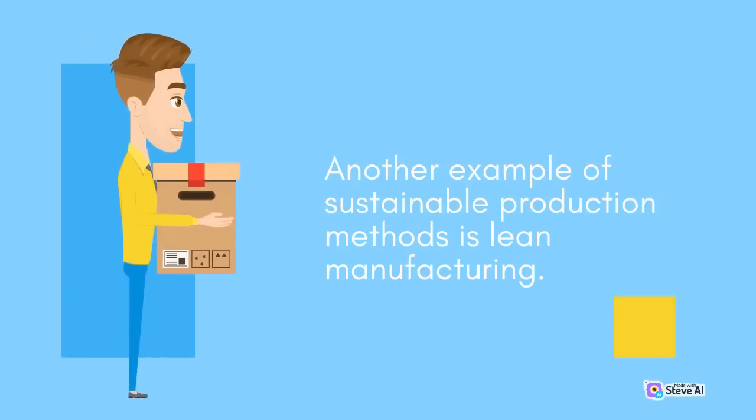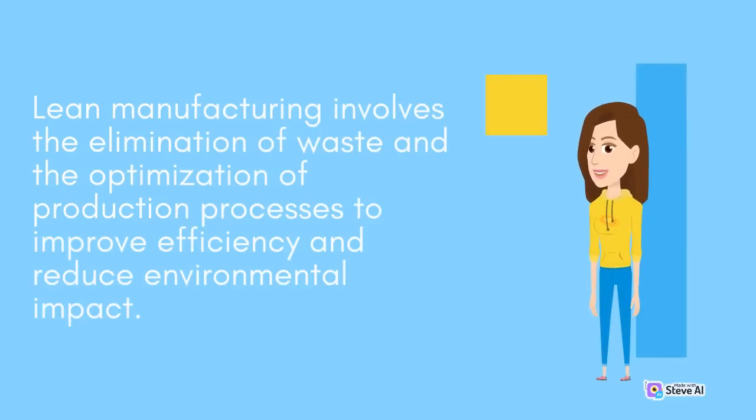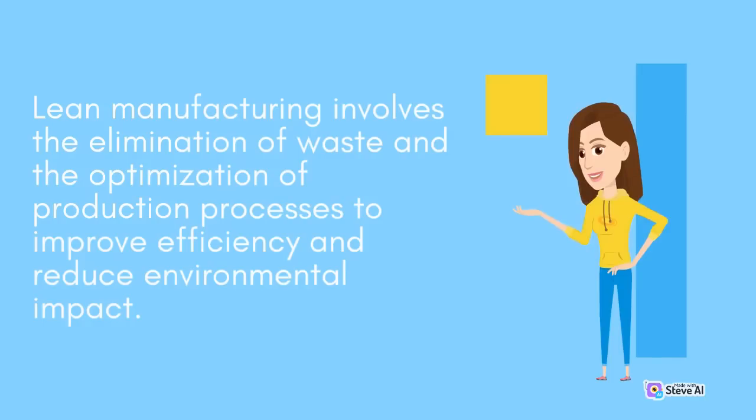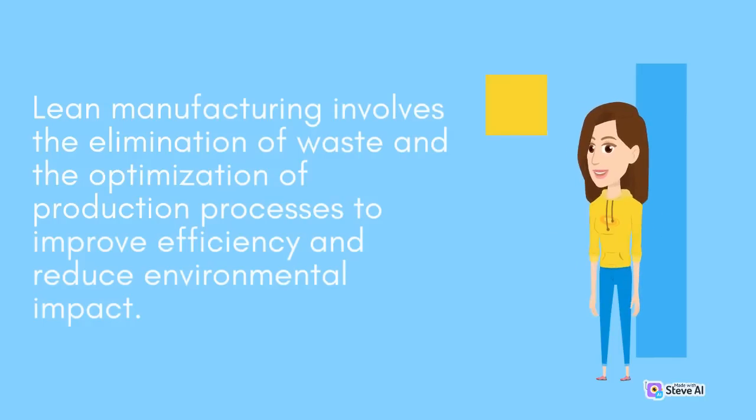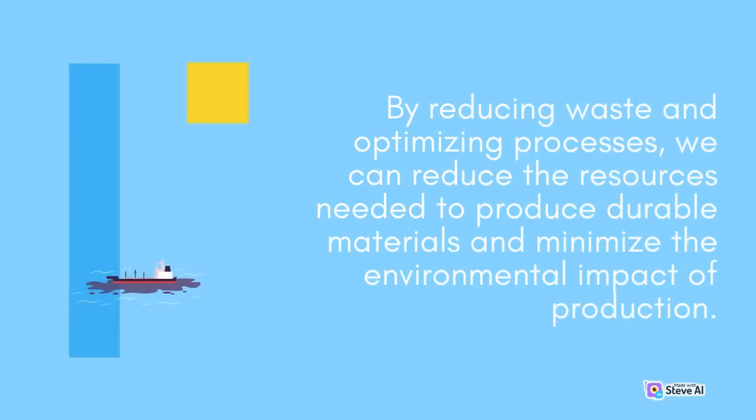Another example of sustainable production methods is lean manufacturing. Lean manufacturing involves the elimination of waste and the optimization of production processes to improve efficiency and reduce environmental impact. By reducing waste and optimizing processes, we can reduce the resources needed to produce durable materials and minimize the environmental impact of production.